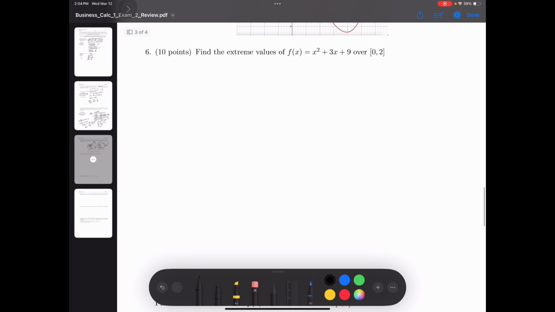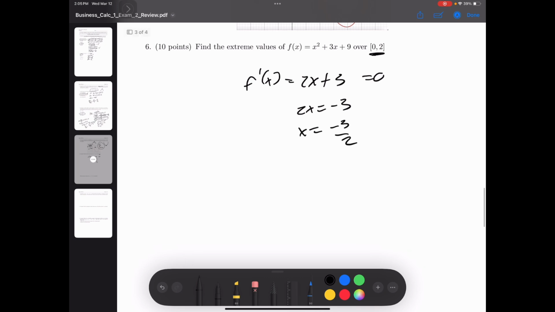Number 6 says find the extreme values of f of x, where f of x is this function. Remember, the extreme values are when we take the derivative and set it equal to 0, but it's also the endpoints of the function if we have a closed function. So f prime of x, the first derivative, is equal to 2x plus 3. When we set it equal to 0, we get 2x equals negative 3, or x equals negative 3 halves. And so our extreme values, our possible mins and maxes are 0, 2, negative 3 halves.